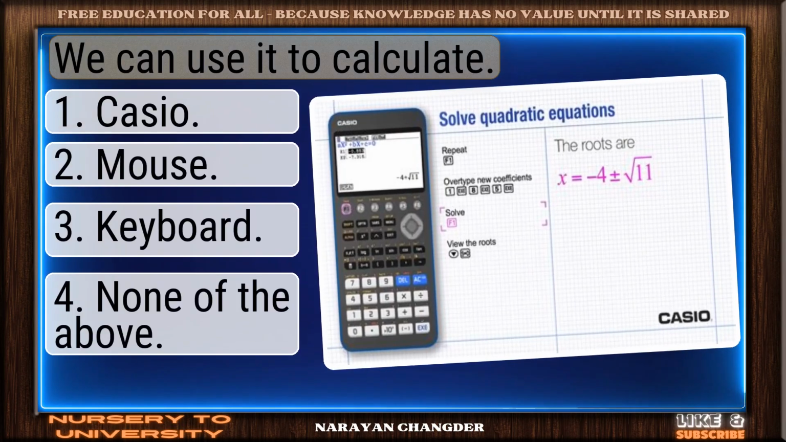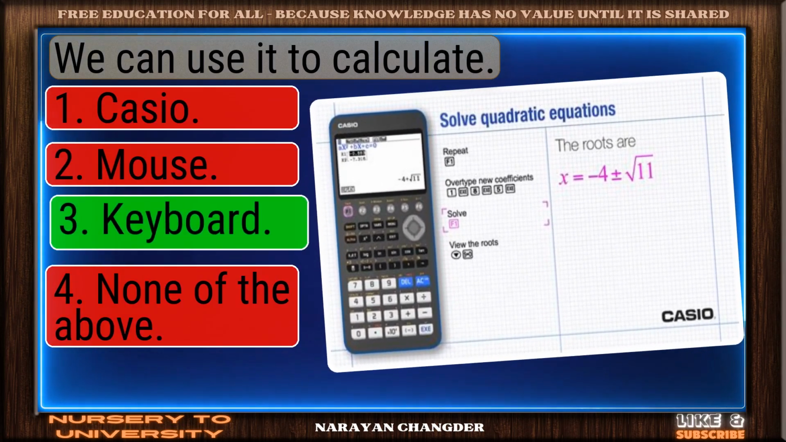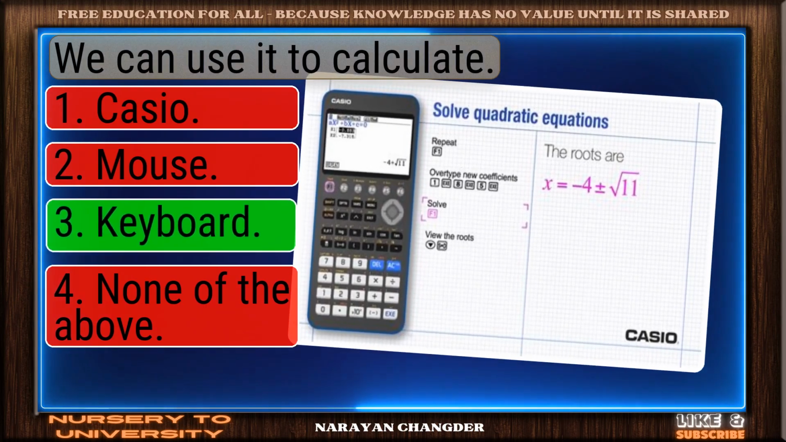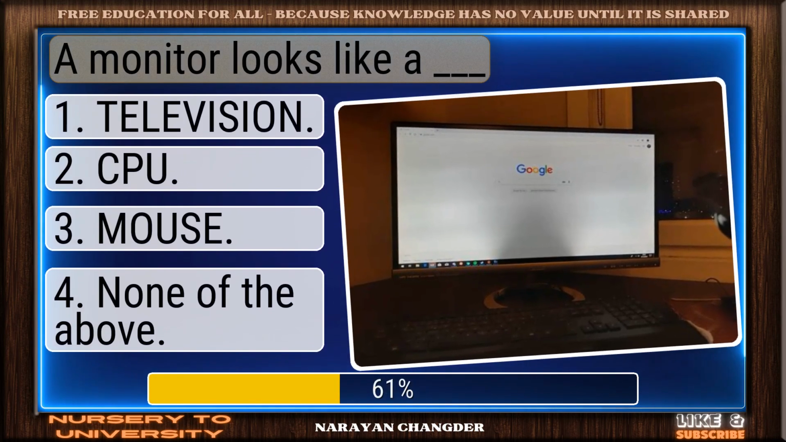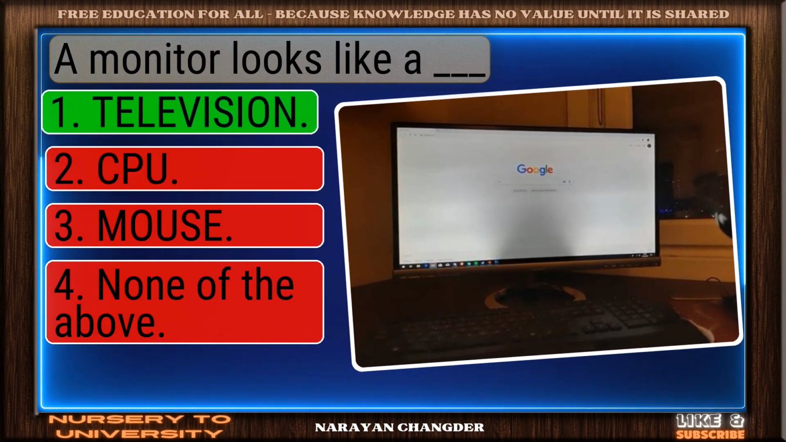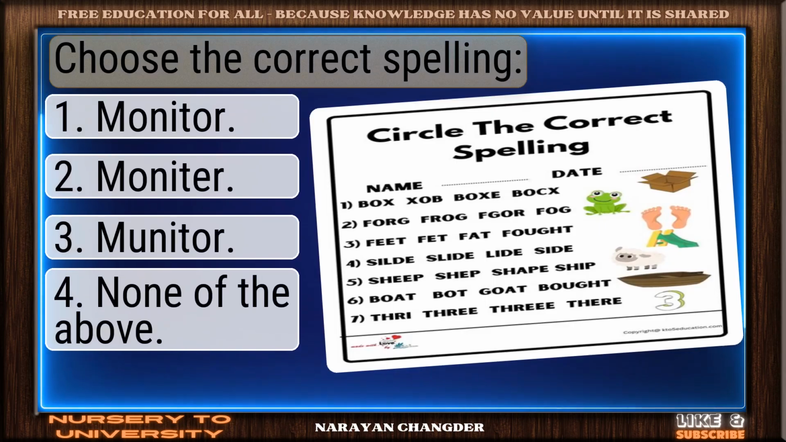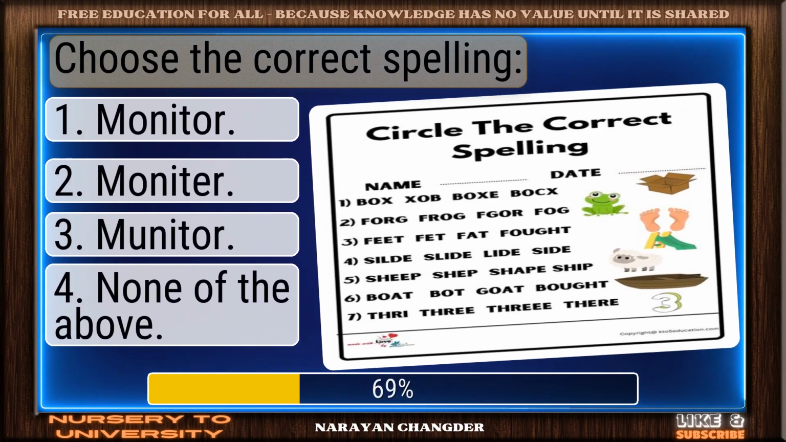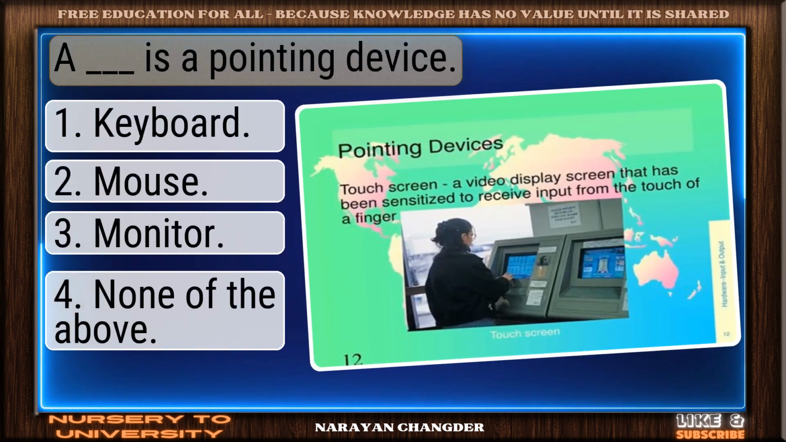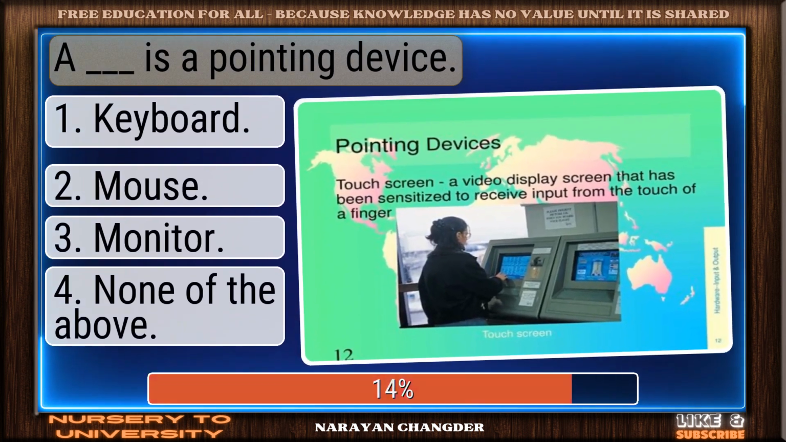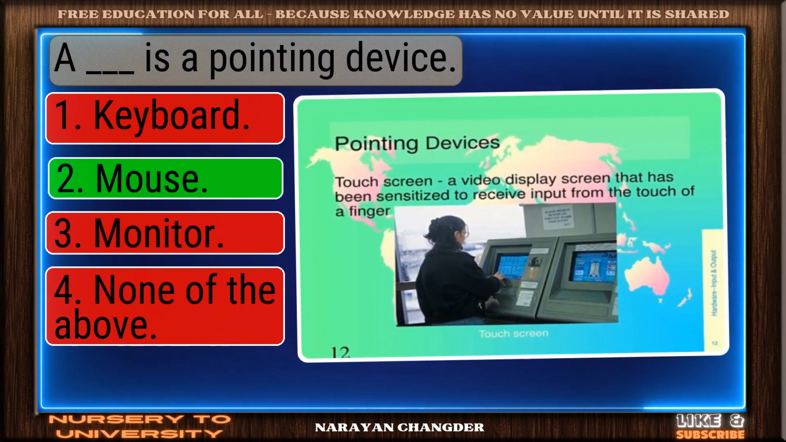We can use it to calculate. Nice work. Keyboard fits perfectly. A monitor looks like a dash. Right choice. Television is best. Choose the correct spelling. Excellent choice. Monitor is right. Dash is a pointing device. Valid point. Mouse is true.